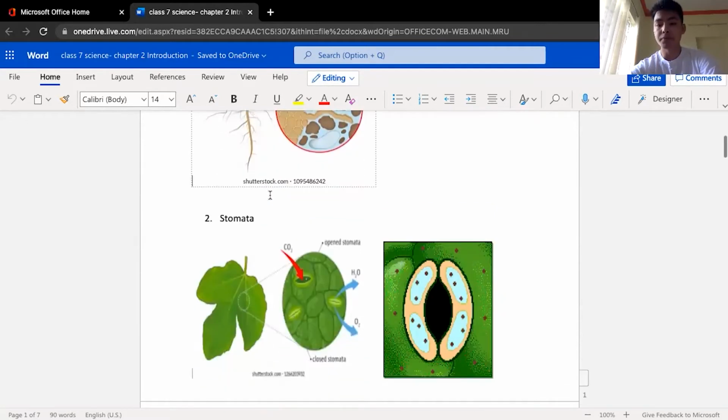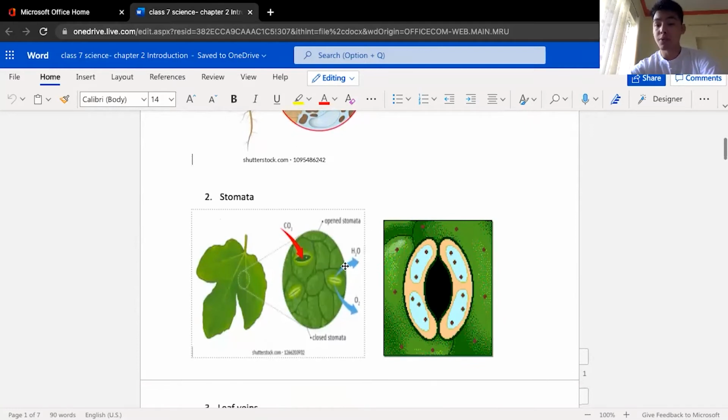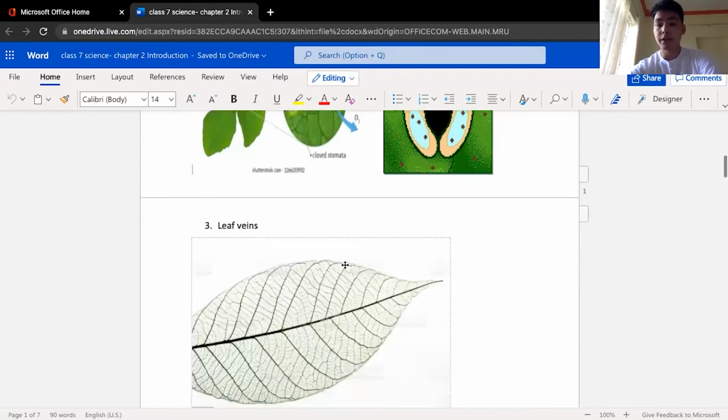So the correct answer is stomata, right? Okay, I hope this is clear, right?